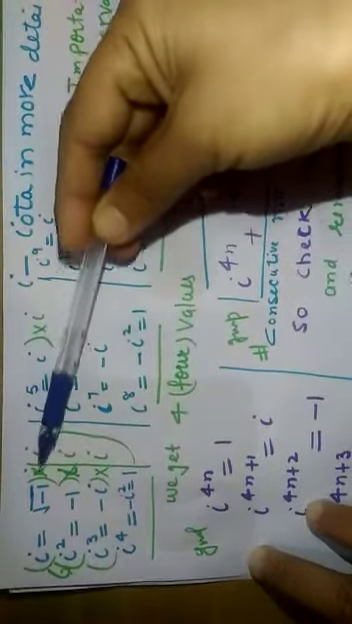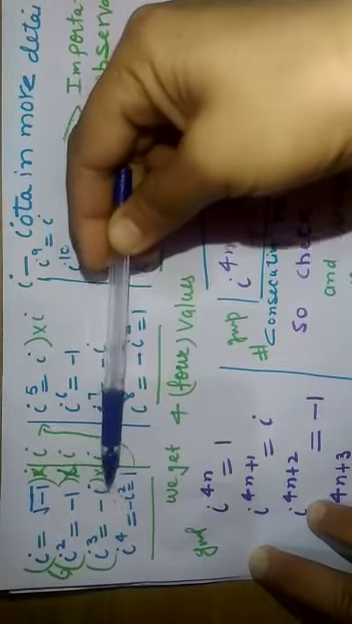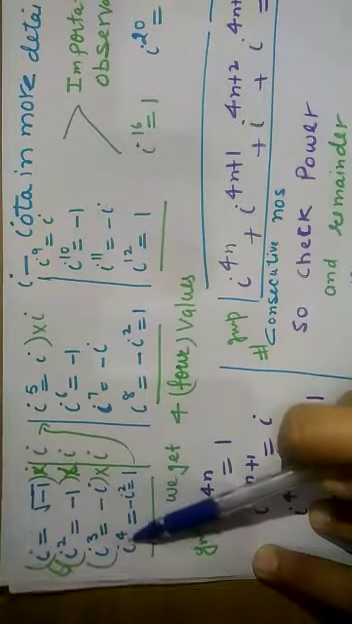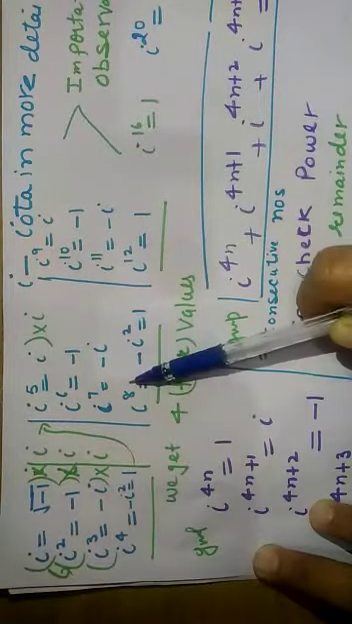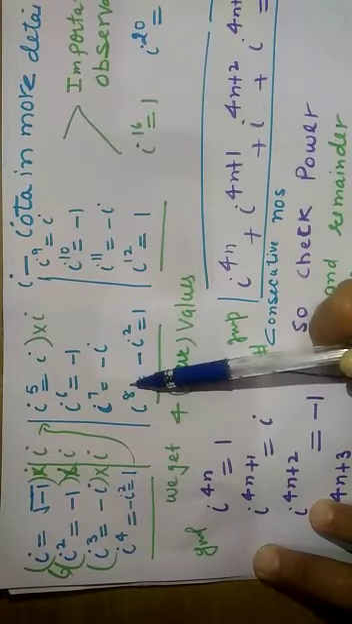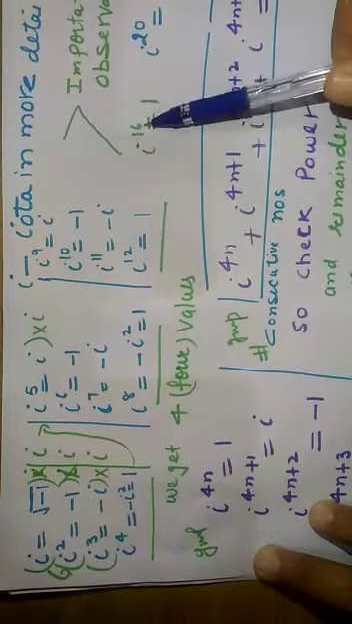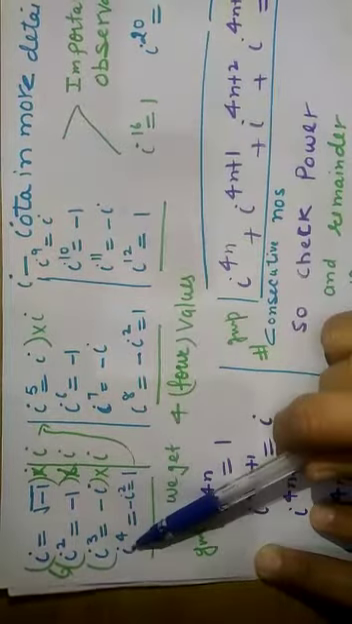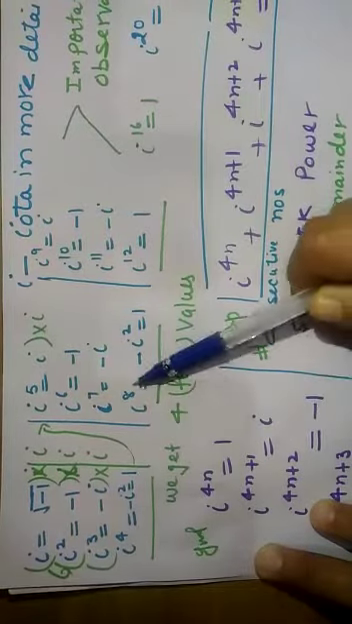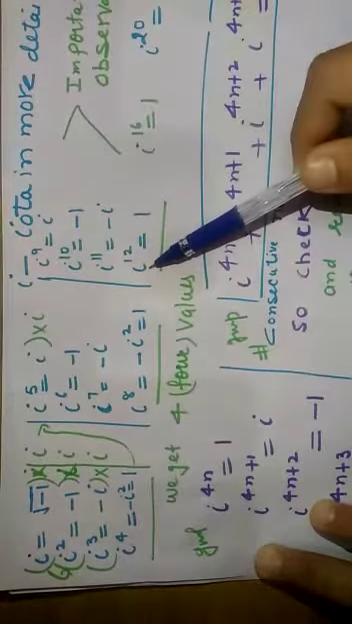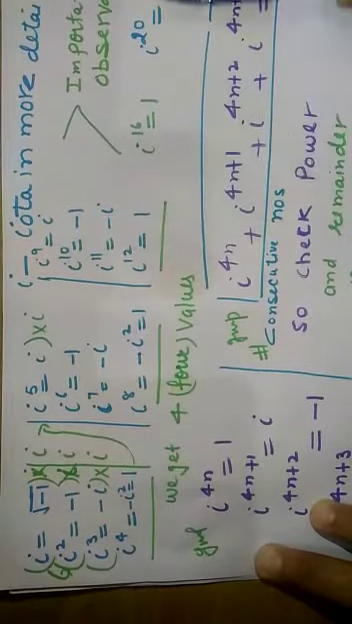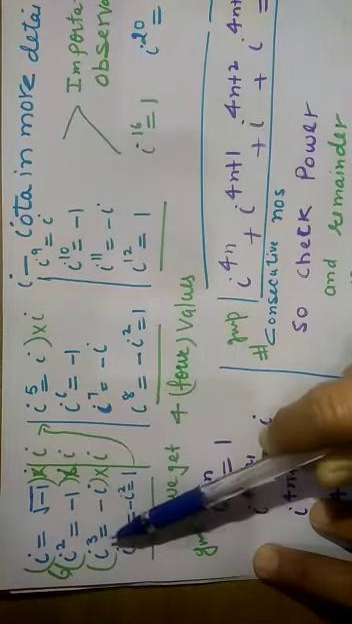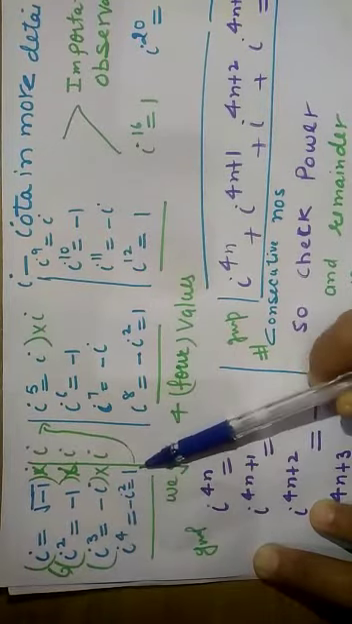This is iota, root minus 1, minus 1, minus iota and 1. If we see properly, this is a multiple of 4, and 8 is a multiple of 4, 12 is also a multiple of 4 and 16 is also a multiple of 4. So in this way I am getting the same value. Iota raised to power 4 gives me 1, iota raised to power 8 also gives me 1, and iota raised to power 12 gives 1 again. So if iota is raised to a power that is a multiple of 4, the value I get is 1.